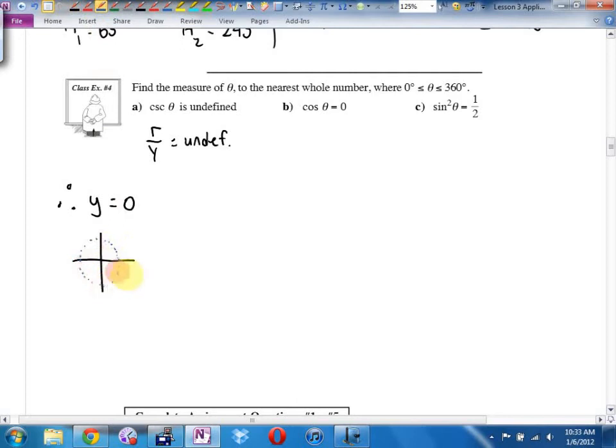What angle or angles, as you're swinging around, will have a y value of 0? Now, your y value is how high you are. What you're really saying is, as my arm is swinging around, when is my arm 0 high? Here, which is how many degrees? Here. And?